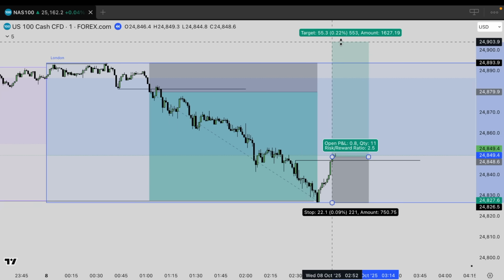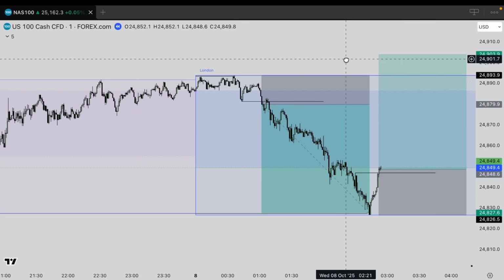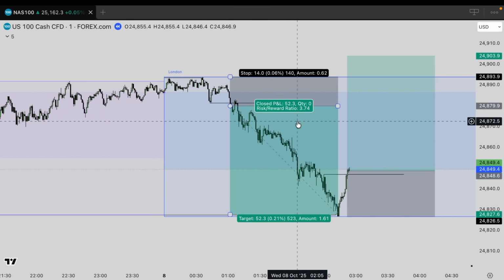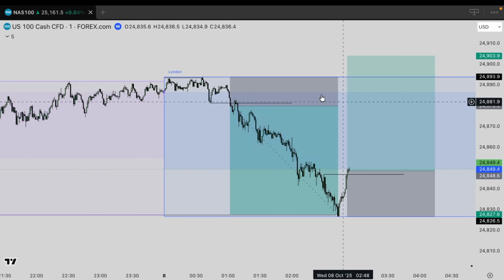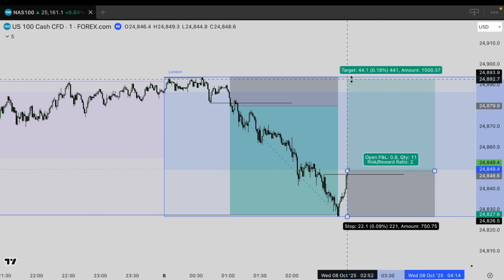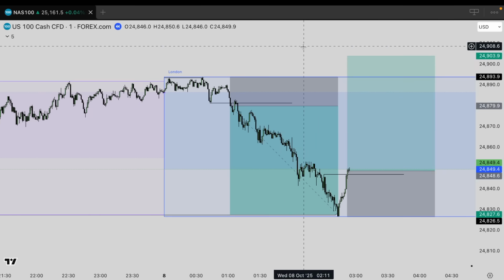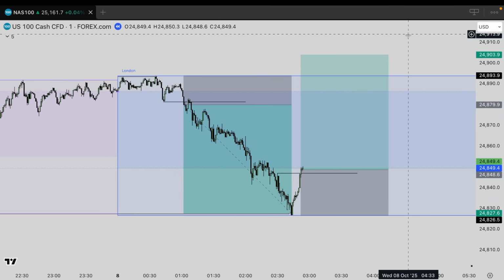Minimum target of 2.5R. And here we have a good example. So in the previous trade, we could take 3.74R. My next trade, even though we're targeting London high again, that will be below 2.5R. I want you to go for a minimum of 2.5R per trade.